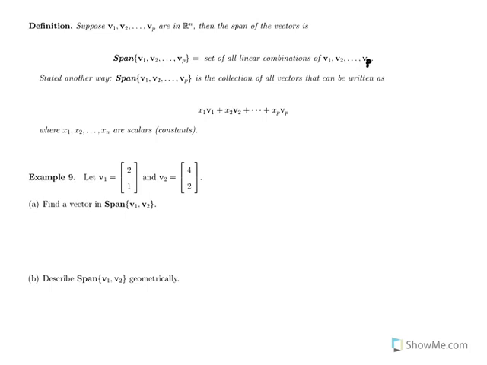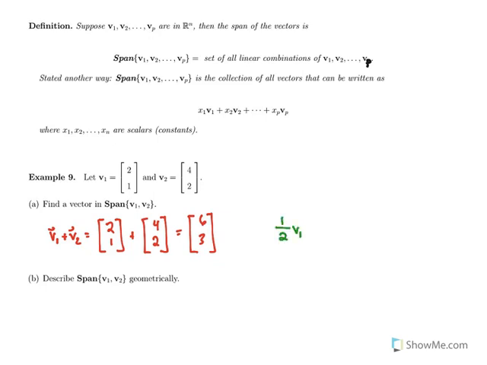Let's do v1 plus v2 is in the span. That would be (2, 1) plus (4, 2) would give us (6, 3) is in the span here. We could do all different kinds of combinations. Here's another vector in that. You could have 1/2 v1 plus pi v2 would be another vector in that span. It doesn't have to be just nice constants. We could have any kind of constant in there as well.